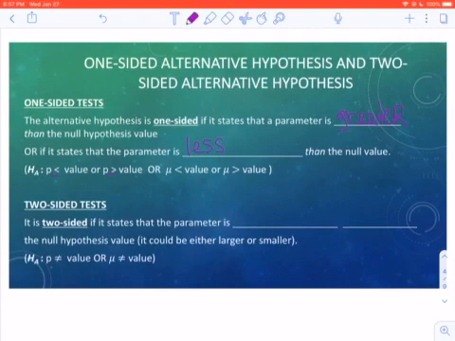The two-sided tests, or two-tailed tests as sometimes they're called, state that the parameter is just not equal to. So it could be bigger than, it could be less than. We just know that it's not equal to, and that's denoted with an equal sign with a line through it. Okay, and that would be a two-tailed test. You'll be seeing more of these later.